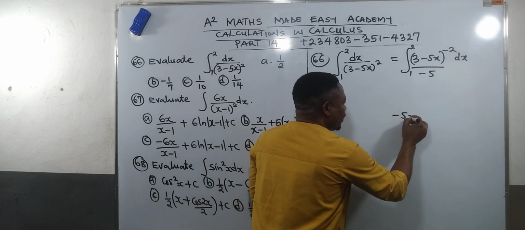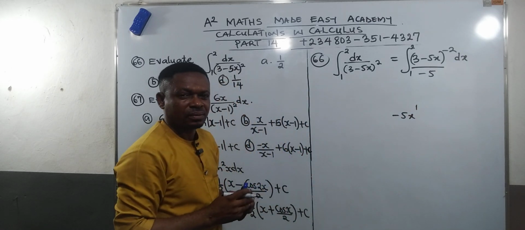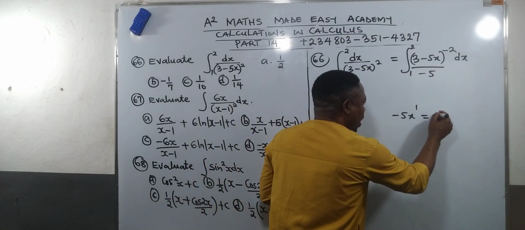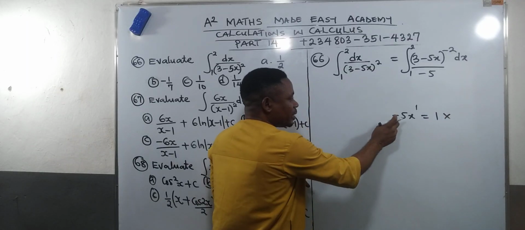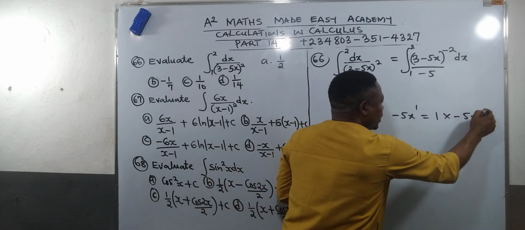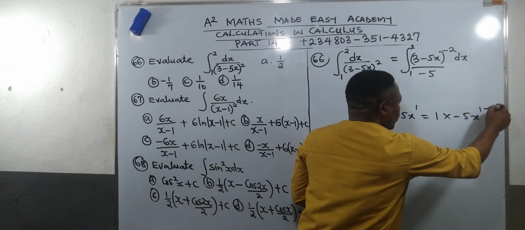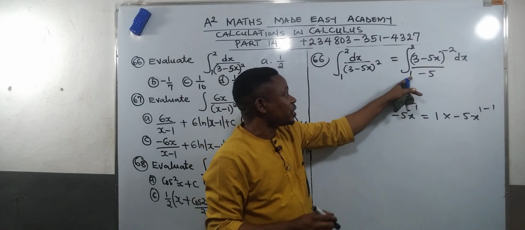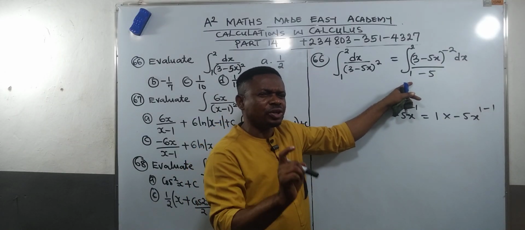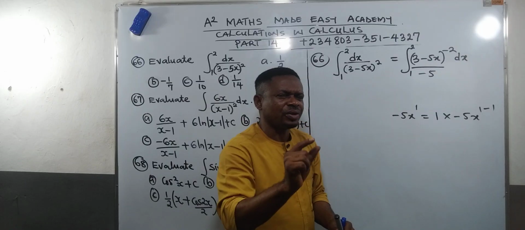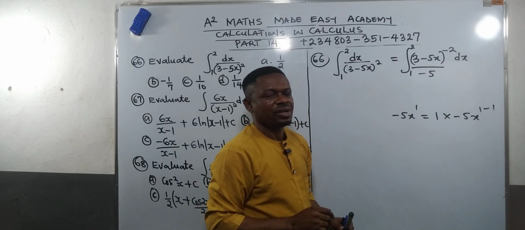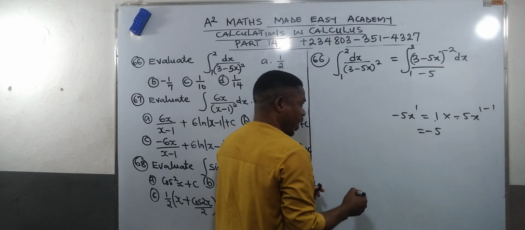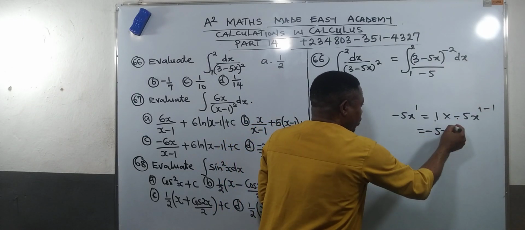Watch. Minus 5x, this is invisible 1. Then according to the rule of differentiation, consider the power. What's the power? 1. Then multiply. Minus 5x raised to power 1, and introduce minus 1 to the power. That's the law of differentiation. Do you know why I'm differentiating? Because the integration by substitution method comprises integration and differentiation. Then let's continue. 1 times minus 5 will give me minus 5. X to the power 1 minus 1 is 0.